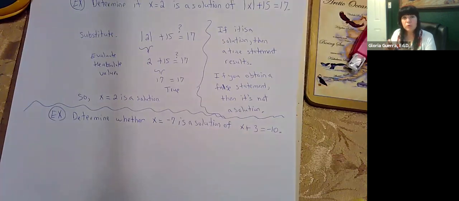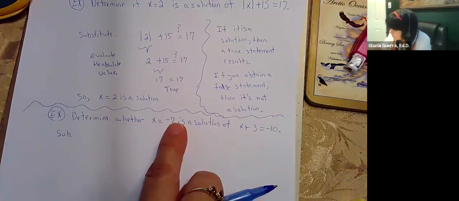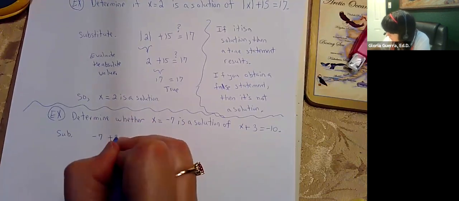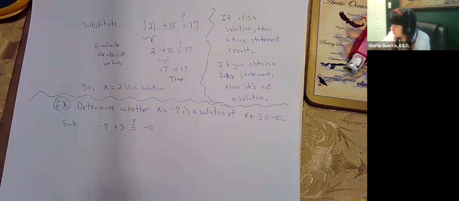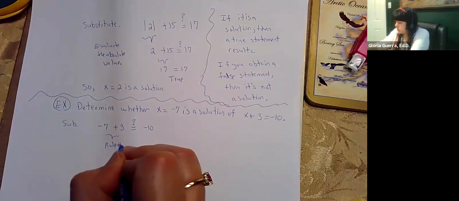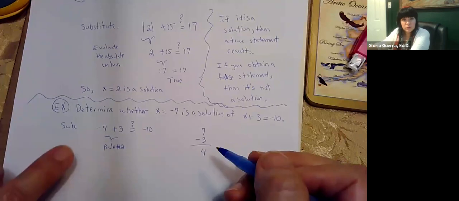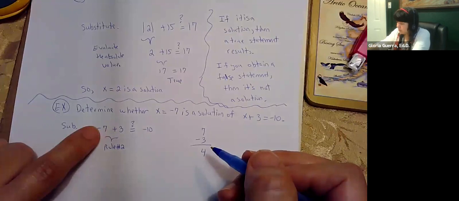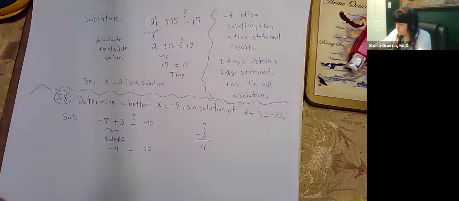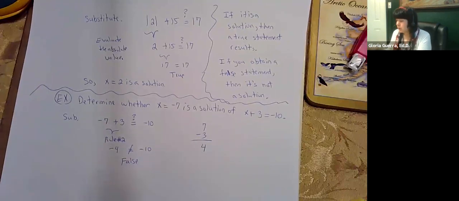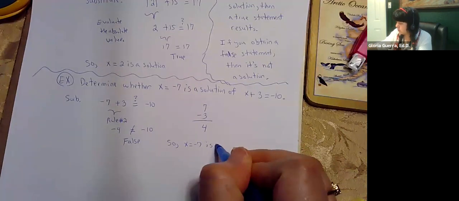Again, you start by substituting: everywhere you have an X, you plug in negative 7. So this becomes negative 7 plus 3, and the question mark here is, does that equal negative 10? When you work your way down, this uses rule number 2. You have to subtract the numbers, the 7 and 3, which gives you 4. Then you choose your sign, and you choose the negative because 7 is bigger in distance than 3. So it's negative 4. Does that equal negative 10? Nope, that's false. So we put a line through the equation to show that it's false. What that means is X equals negative 7 is not a solution.